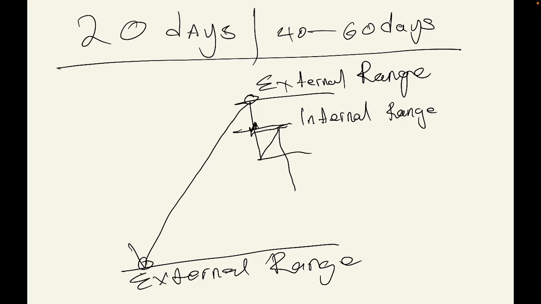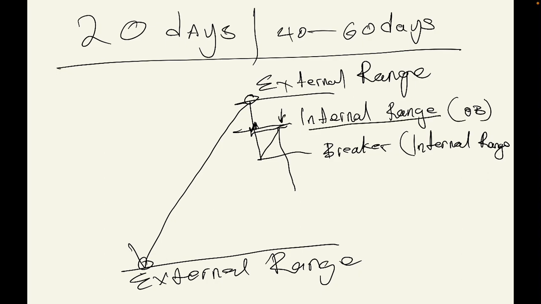Maybe here you have a breaker. Say you have a breaker here, that's gonna be your internal range. And then if you have an order block here and you make an entry, that's also gonna be your internal range entry. You can call it internal range entry. So basically that's the whole idea of it. There is nothing difficult about it. It's just you defining a range. You can go back 20 days, 30 days, 40 days, 60 days to define that range.